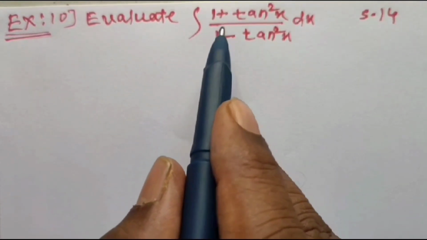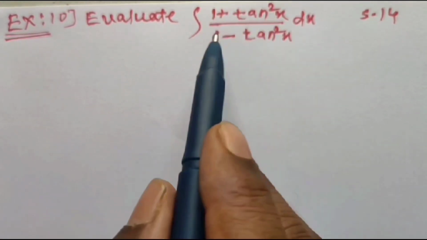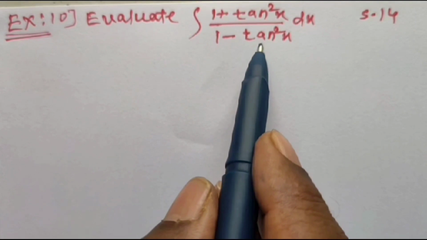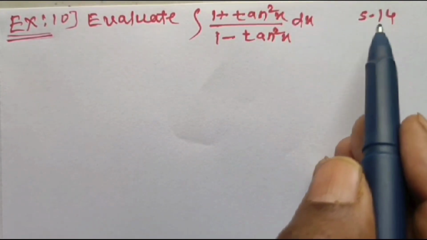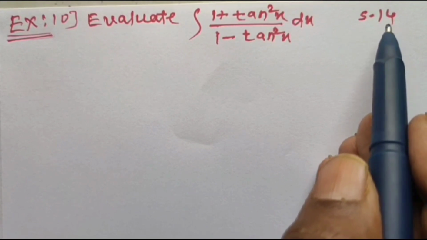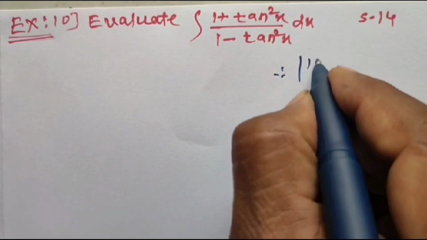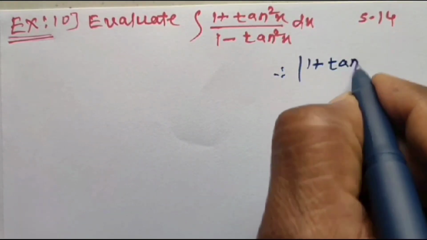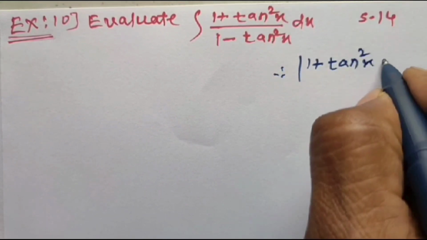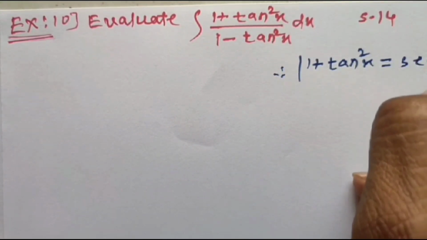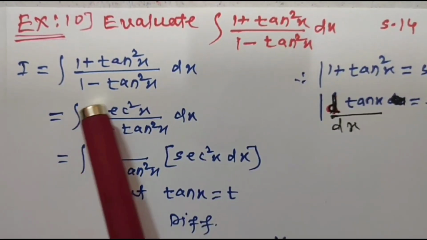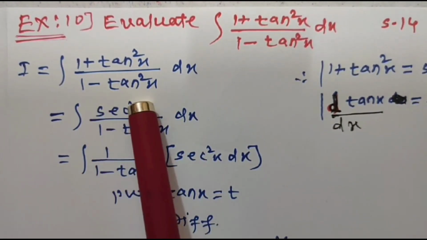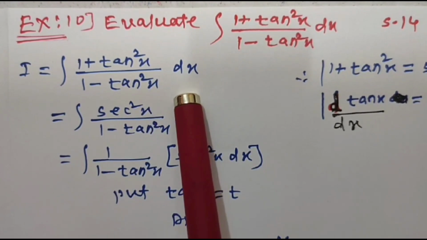Evaluate the integral of, in the numerator, 1 plus tan square x divided by 1 minus tan square x with respect to x. This sum appeared in summer 14 for 4 marks. Since 1 plus tan square x, this is a trigonometrical identity which is equal to sec square x. And in this sum, I is equal to the integral of 1 plus tan square x upon 1 minus tan square x with respect to x.